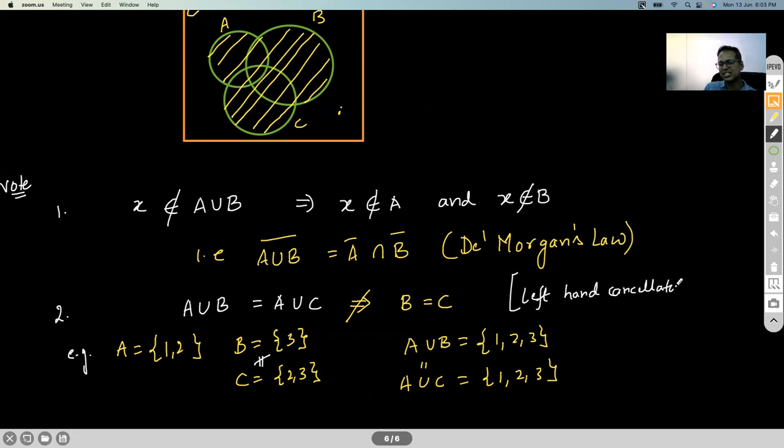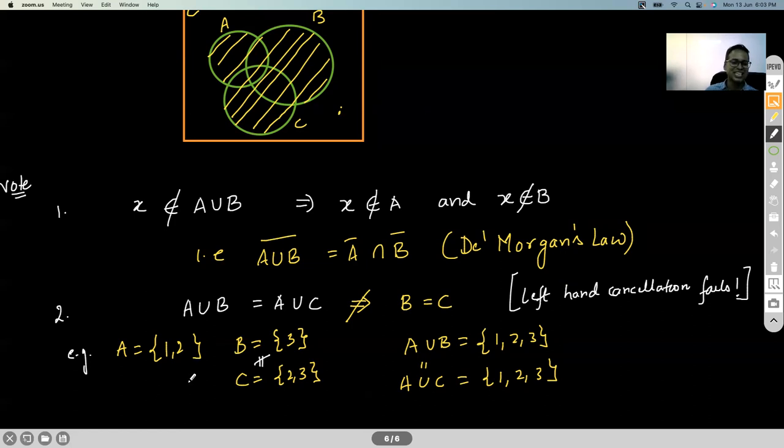Left-hand cancellation fails in case of union. So don't start canceling things out just the way you do with numbers. Okay, it's a wrong practice to cancel or give the sets the same treatment as what you give to numbers. Okay, so don't just cancel it off.